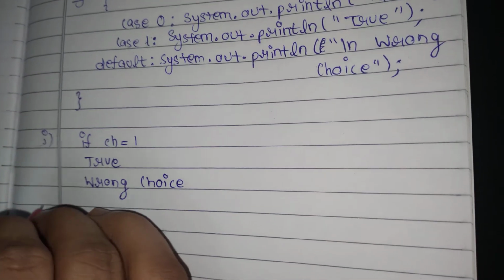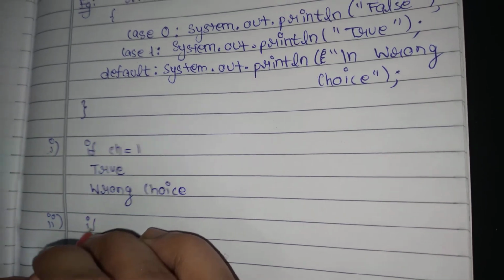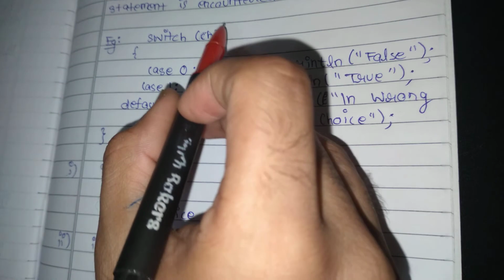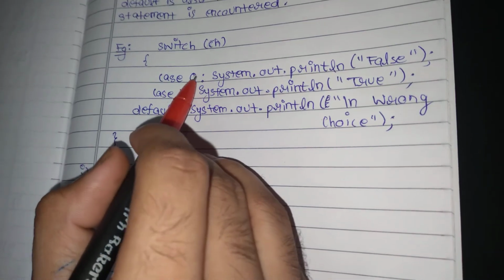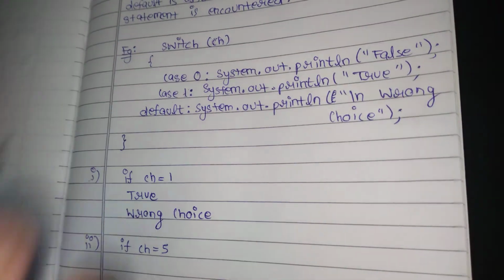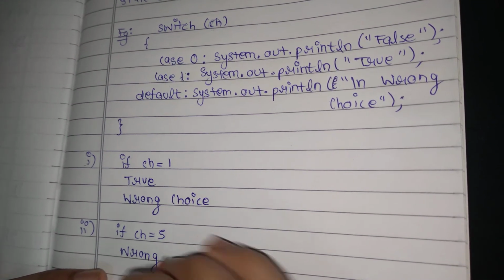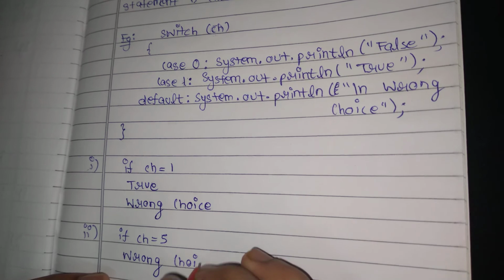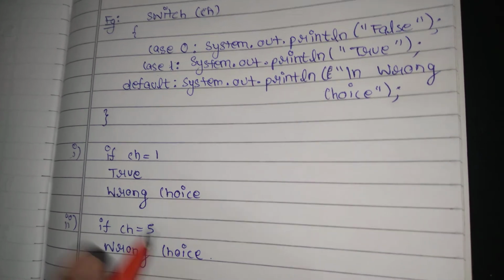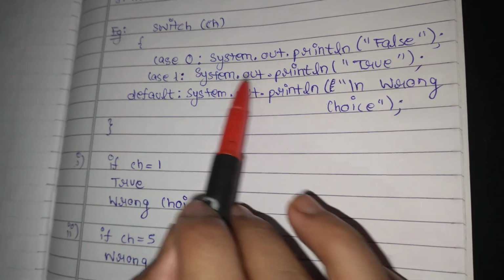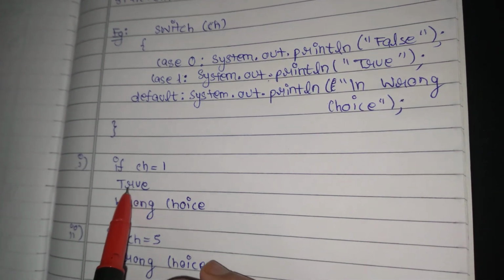And then suppose I give the second condition as ch equal to 5. It does not match with this nor with this, so only default will be executed. Then your answer would be wrong choice. So friends, this was the fall through in switch case. And suppose if I put a break statement, then only true will be printed.